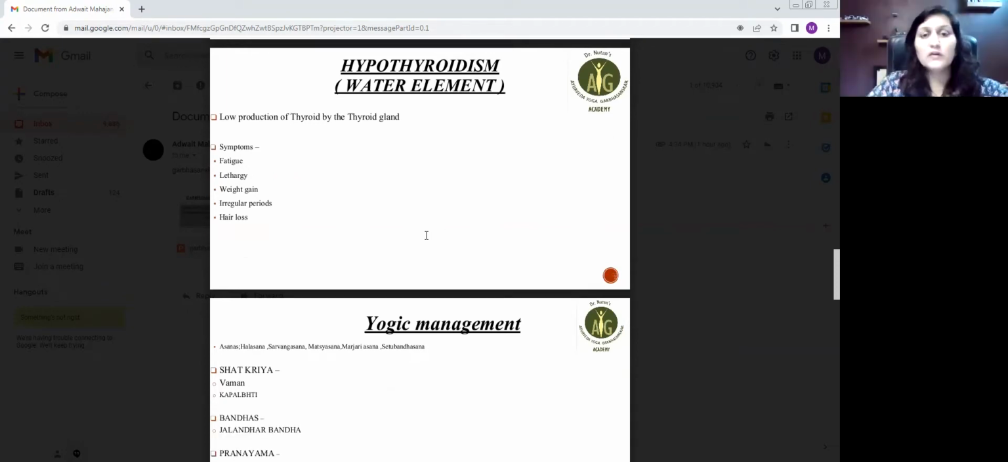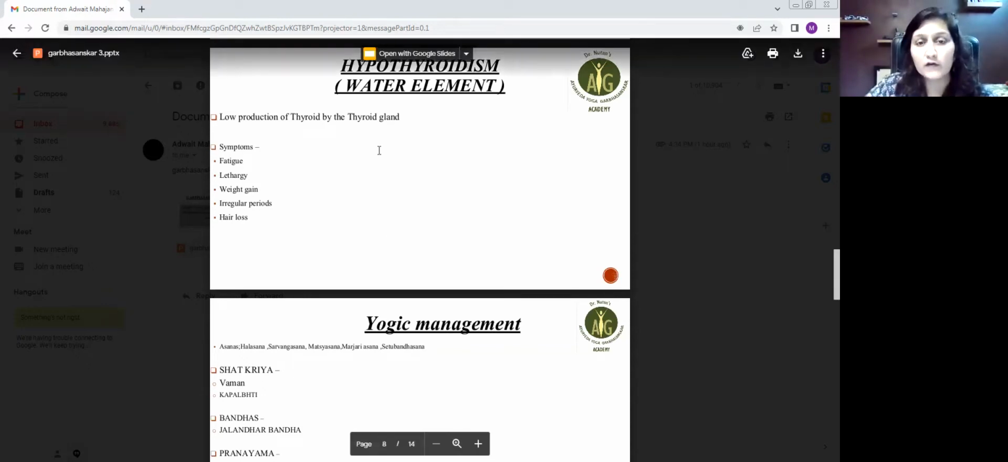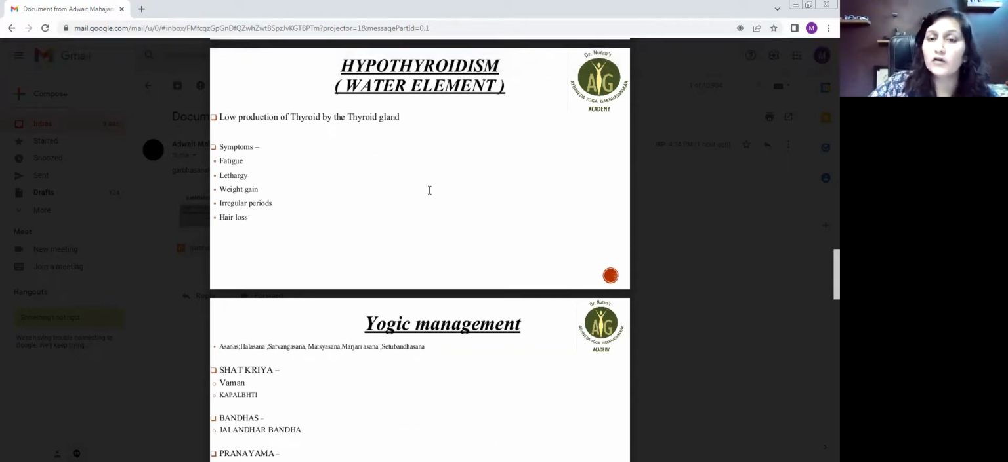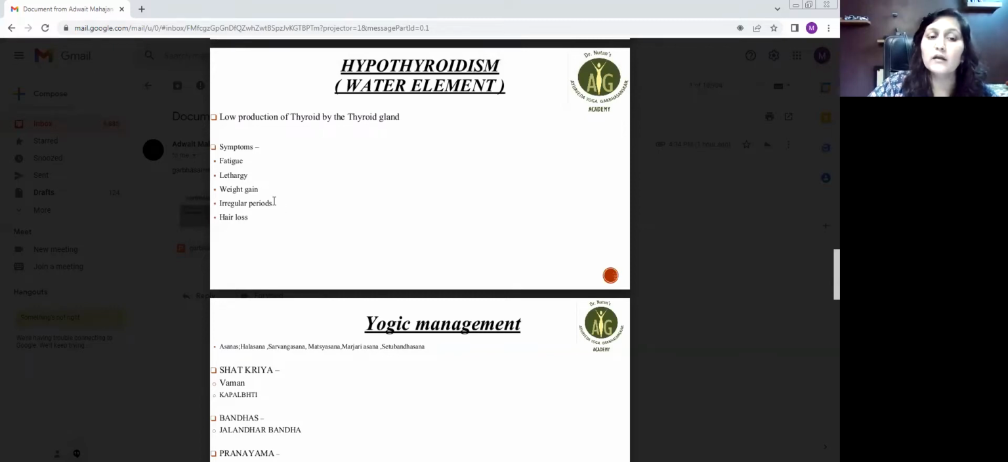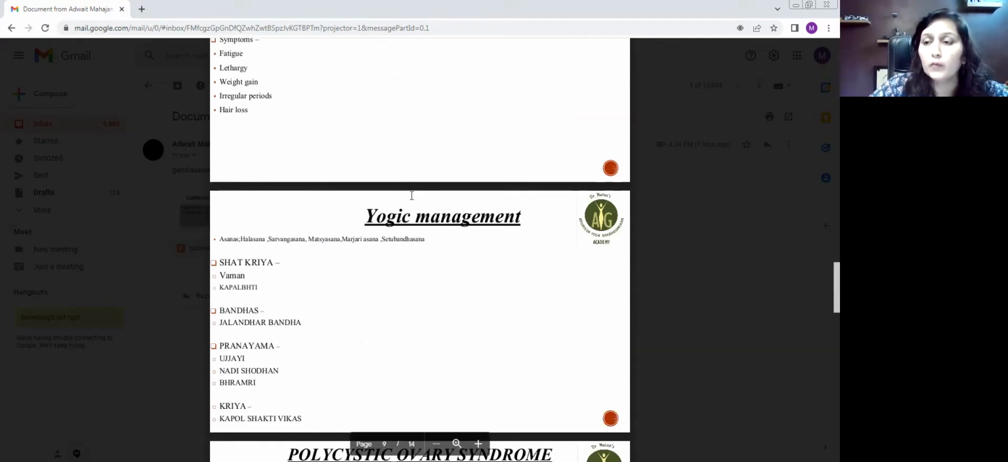The next hormonal imbalance that we are going to see is hypothyroidism. It is due to the water element imbalance. Low production of thyroid hormone by the thyroid gland is responsible for this. In this, the symptoms could be fatigue, lethargy, weight gain, irregular periods, or hair loss. Nowadays, due to increased stress and strain, a lot of people are going through this problem. And it also happens that as you age, the thyroid problem can aggravate. So it's better to be on yoga even when you are very young.